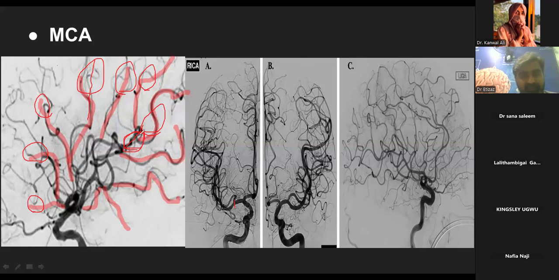Okay. And what about this one? This one. Yes, please. Anyone? Someone told all the names of arteries. If you memorize, then it will be easy for you.